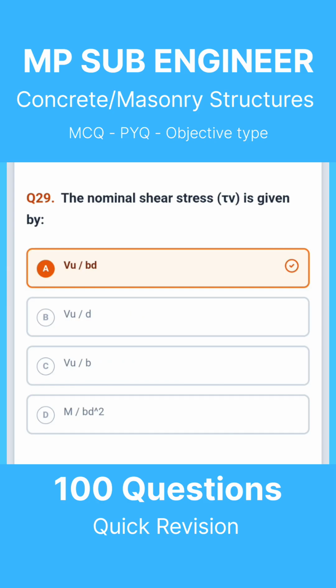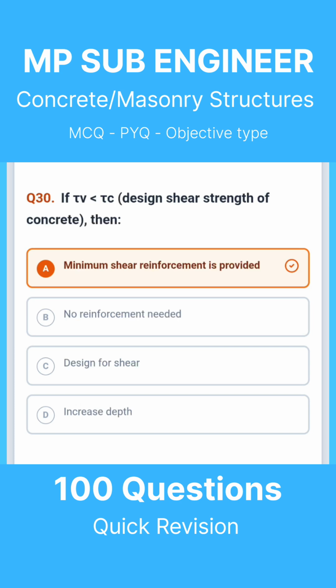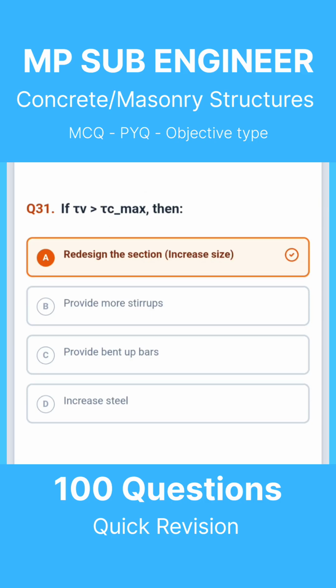Question 29. The nominal shear stress, tau v, is given by. The correct answer is Vu divided by bd. Question 30. If tau v is less than tau c, the design shear strength of concrete, then. The correct answer is minimum shear reinforcement is provided. Question 31. If tau v is greater than tau c,max, then. The correct answer is redesign the section, increase size.